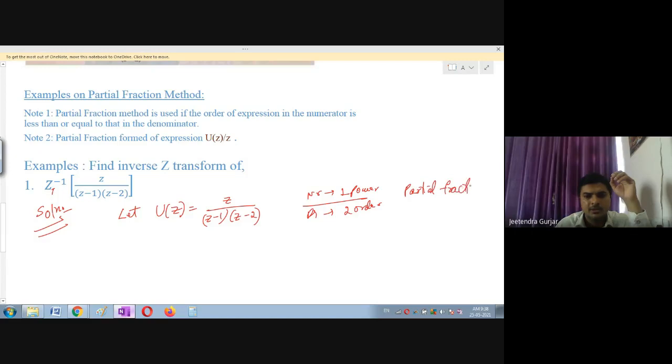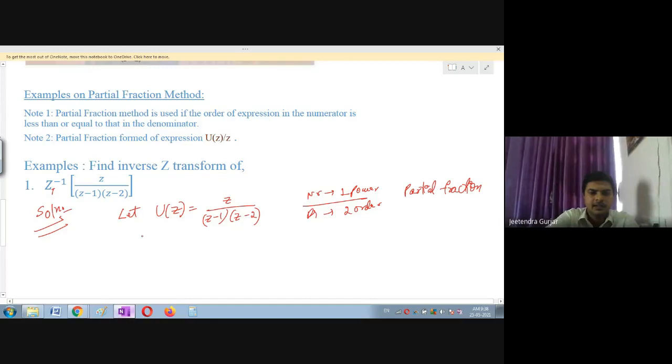So please remember all the tricks and formulas I am writing on the right hand side. On the left hand side I will be solving the examples one by one. So first step, whenever you get the inverse Z transform in terms of partial fraction, first you are going to write this as U of Z divided by Z is equal to 1 divided by (Z minus 1)(Z minus 2).